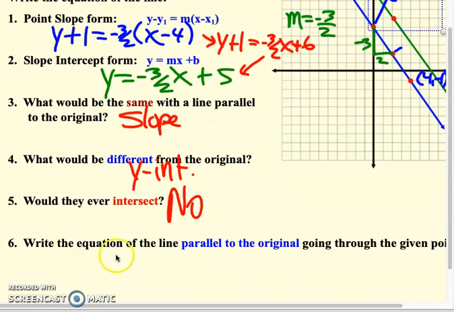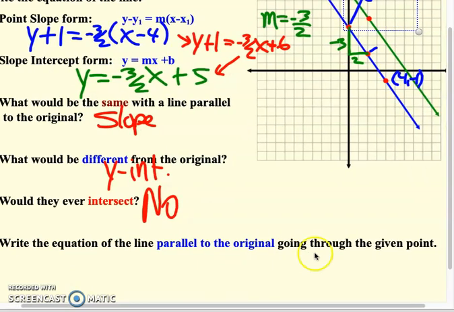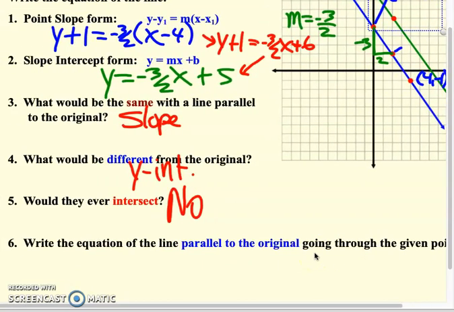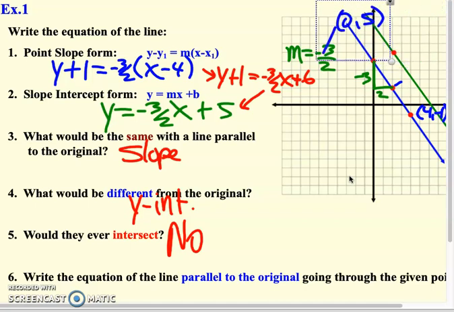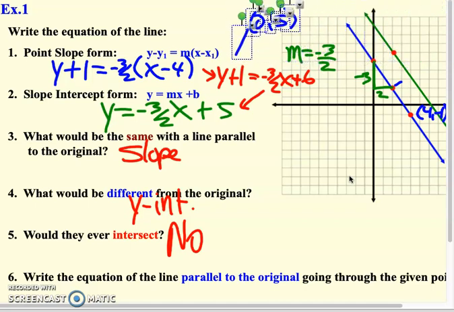So we're going to write the equation of the line parallel to the original going through the given point. In this case, the given point is what's sitting up there, so I have to grab that point. I'm going to go with this one, which is at 2, 6. We got that down up there just so you can see it. So right here is 2, 6.